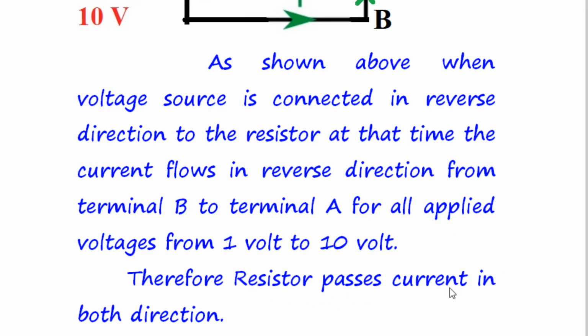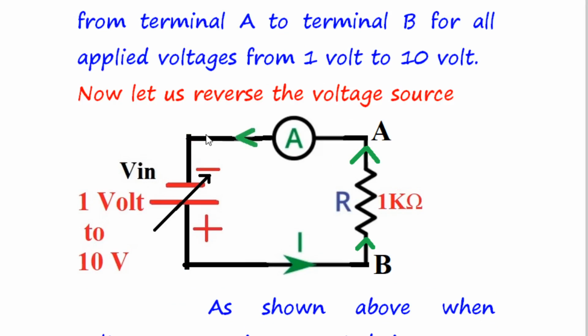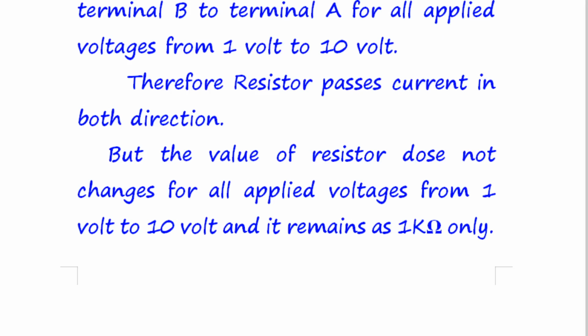Therefore, a resistor passes current in both directions. What is the conclusion? The intention of showing you this diagram is that a resistor passes current in both directions. That is important. But the value of the resistor does not change for all applied voltages from 1 volt to 10 volt, and it remains 1 kilo ohm only. So this paragraph is important.